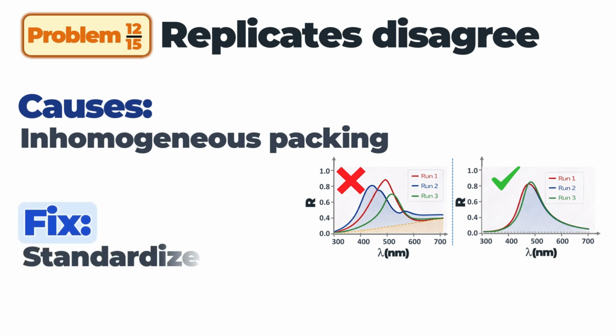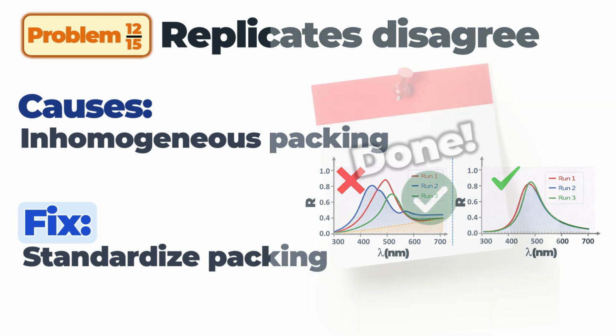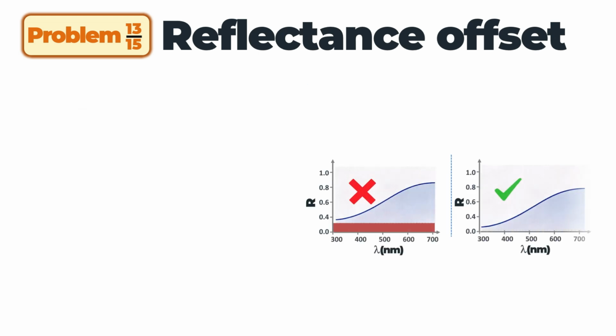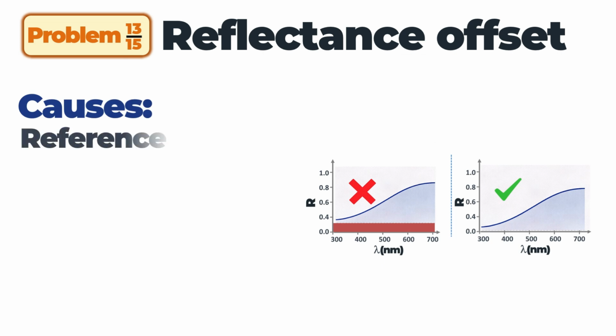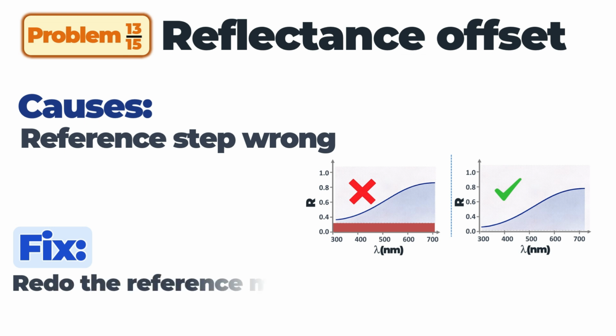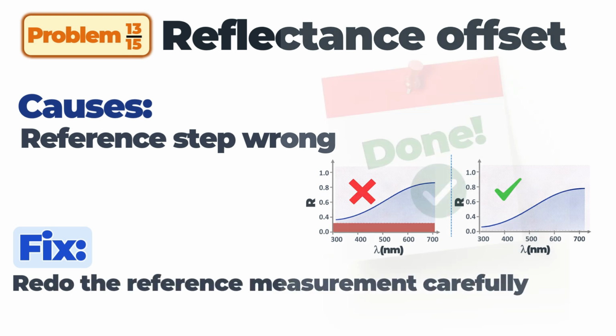The curves should overlap. Problem 13. Reflectance offset. That means the reference step was not consistent. Now how to fix? Redo the reference standard carefully, then rerun. The baseline should line up.